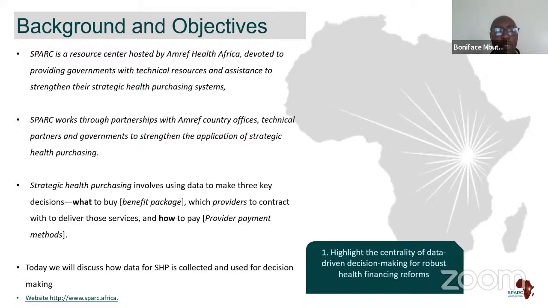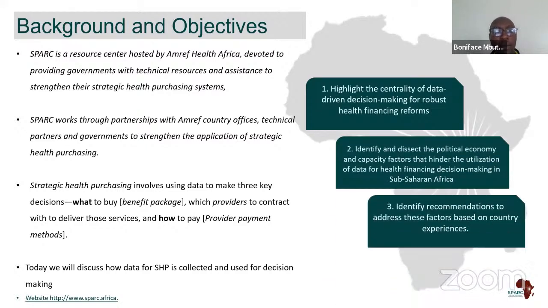It's also good to mention that strategic purchasing is a concept that allows us to use data so that we can make three main key decisions. What to buy, that speaks to the benefit package; which providers to be contracted, and the methods of contracting these providers; and then how to pay for the services that the populations are entitled to, and that speaks to provider payment methods.